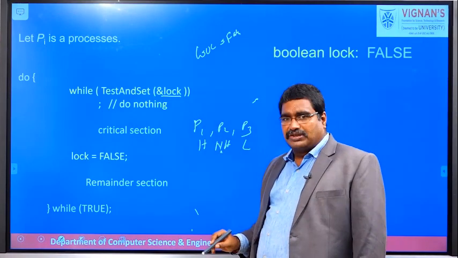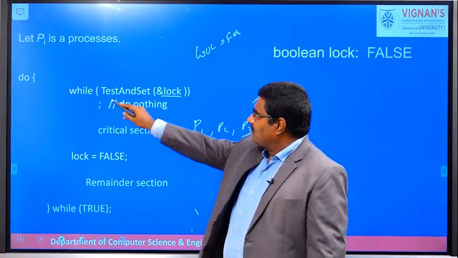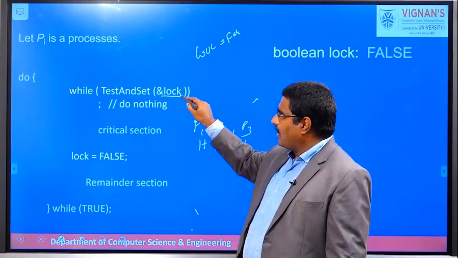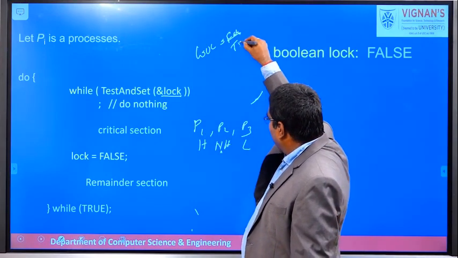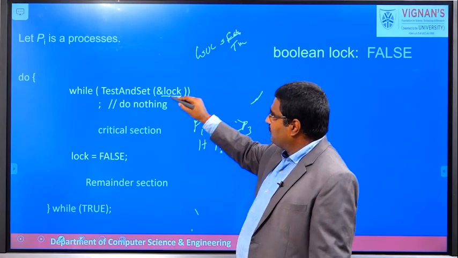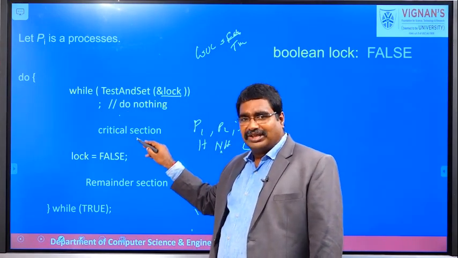If the P1 process wishes to enter into the critical section, first it executes while test and set of ampersand lock. So automatically the lock value is set to true and the function returns the value false. For that reason the while loop is terminated and P1 enters into the critical section.